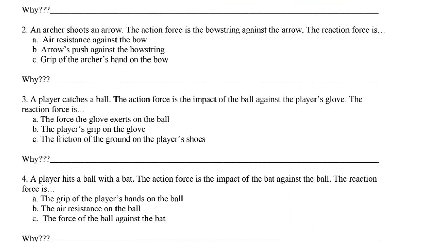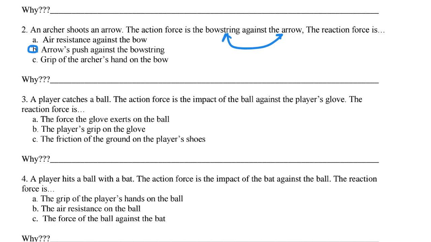All right, an archer shoots an arrow. The action force is the bowstring against the arrow. The reaction force is blank. So if the bowstring is going to push against the arrow, then the arrow should also push against the bowstring. That's almost exactly what B says. You just have to swap the two objects. So if it's the bowstring against the arrow, then there should also be arrow against bowstring force.